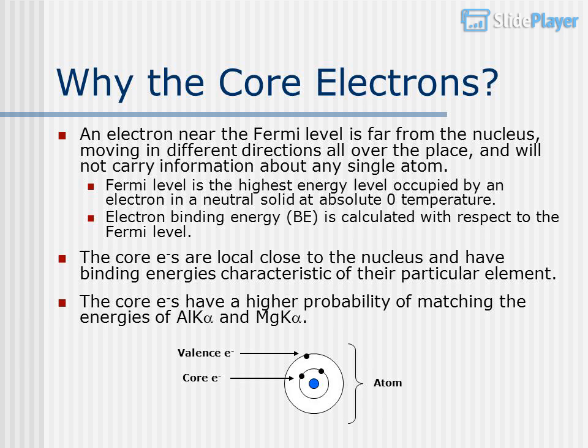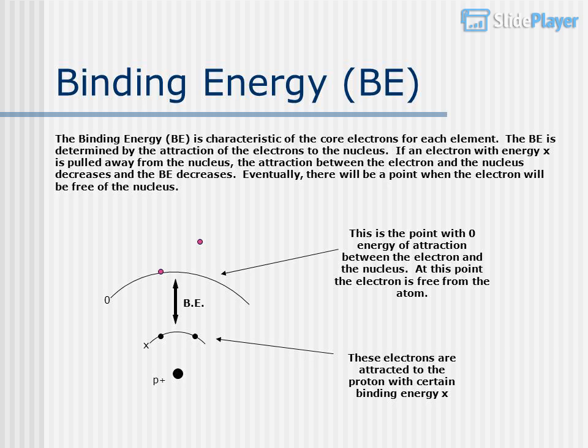The core Es are located close to the nucleus and have binding energies characteristic of their particular element. The core Es have a higher probability of matching the energies of AlK and MgK. Core E. Valency. Atom, binding energy, B. The binding energy, B, is characteristic of the core electrons for each element.